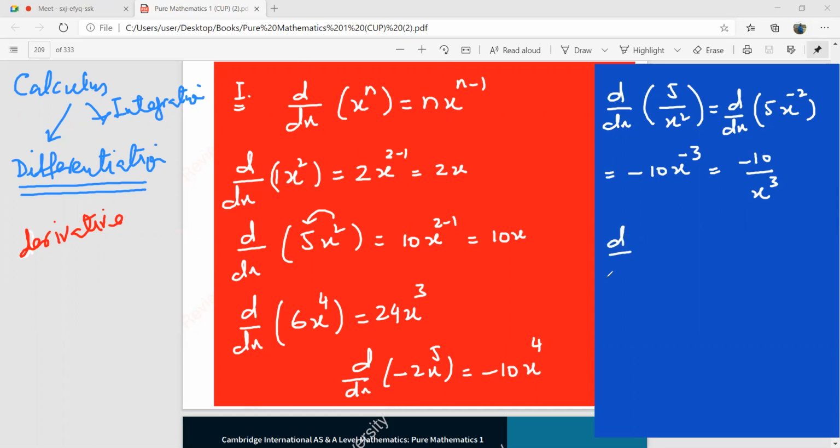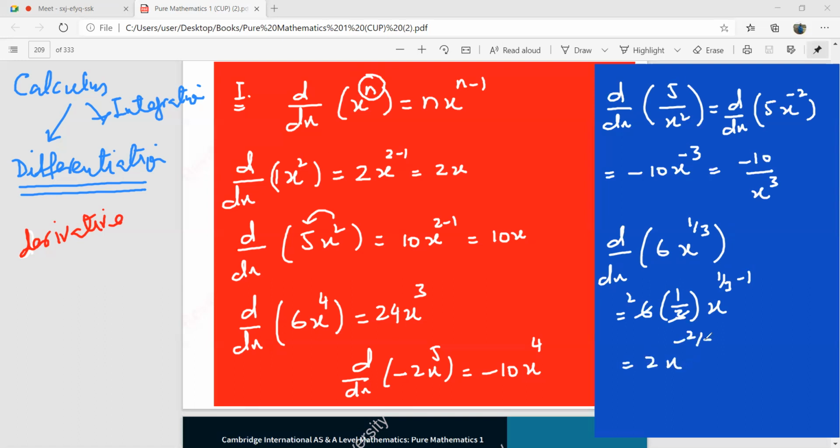Now, suppose you have to differentiate 6x and then there is a cube root on it. This n over here can be any real number. So this is 6x to power 1 over 3. So this would be 6 into 1 over 3 and then x is to power 1 over 3 minus 1. You can cancel out these two here. This is 2x raised to power minus 2 by 3. That is how you differentiate this.